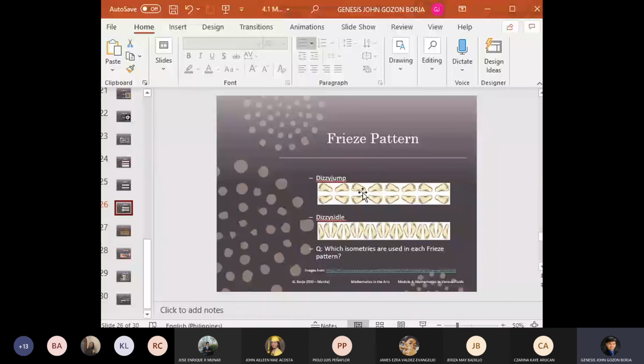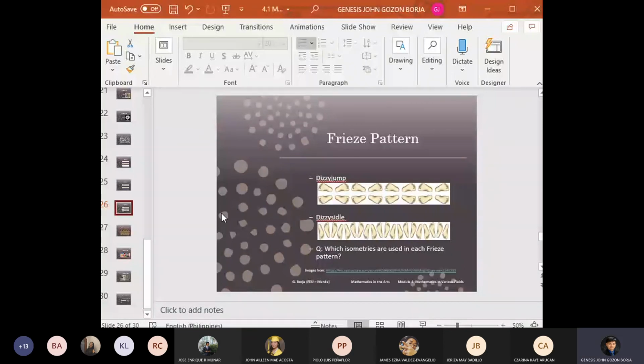And then we have the dizzy seedle. So dito naman, reflect, rotate. Diba? Reflect, rotate, and then reflect again, and then you rotate, and then you reflect. Okay? Malinaw po ba? Malinaw po ba sa atin yung mga freeze patterns? So what's important here is that the freeze patterns are moving towards one linear direction only. Okay? Thank you, Piolo and James. All right.